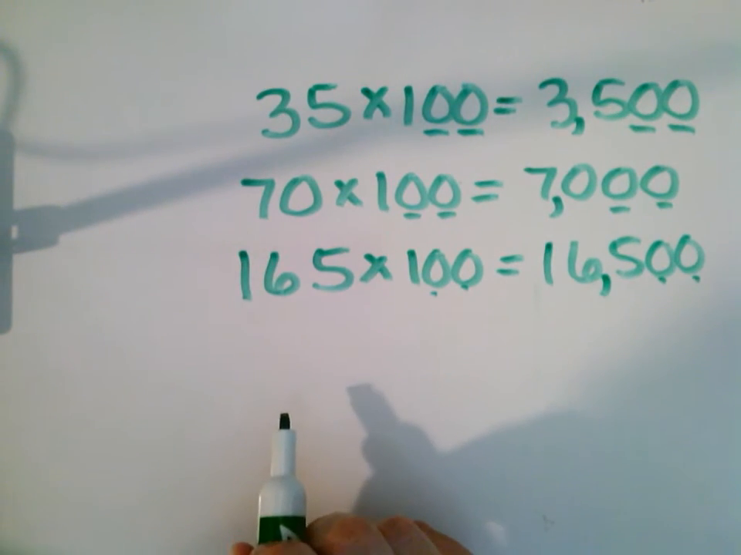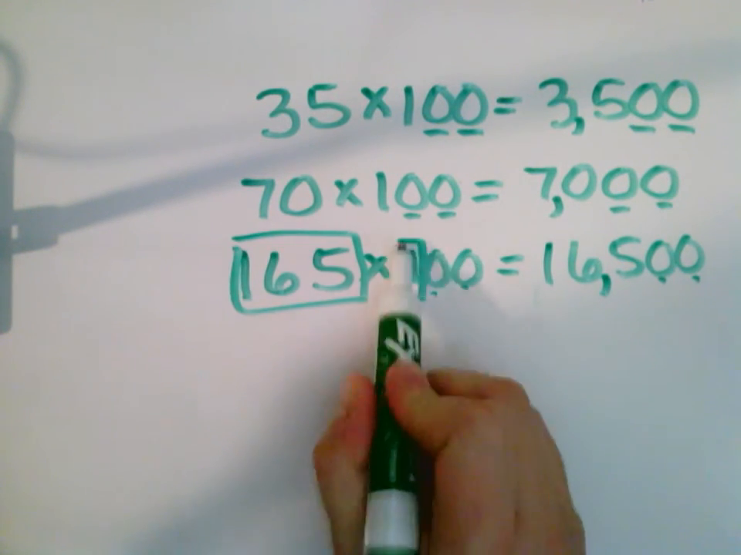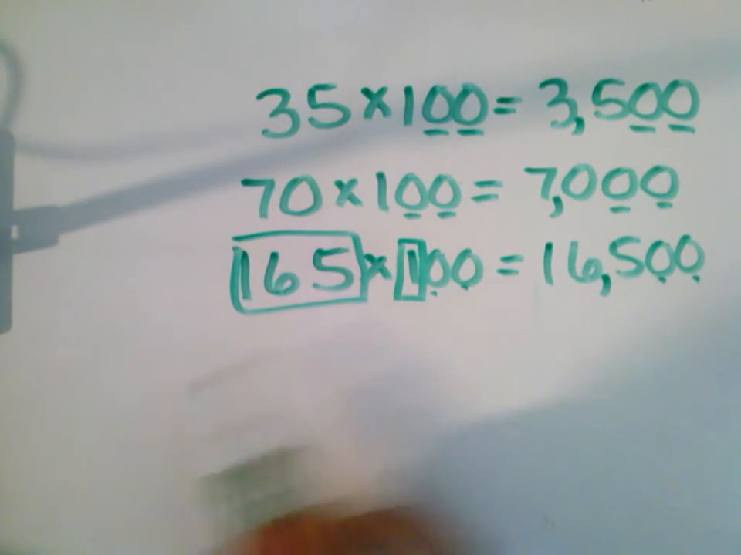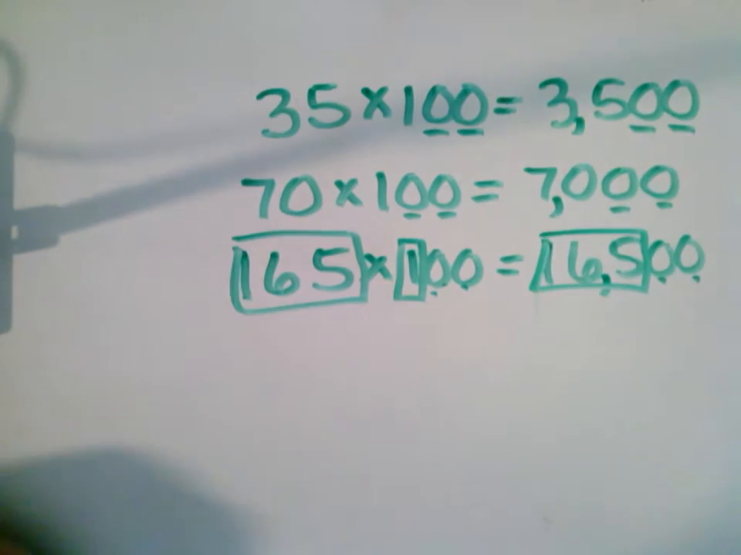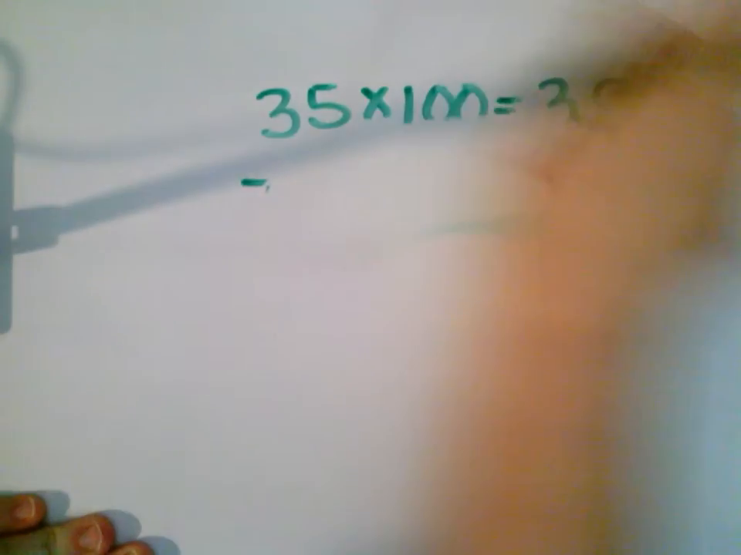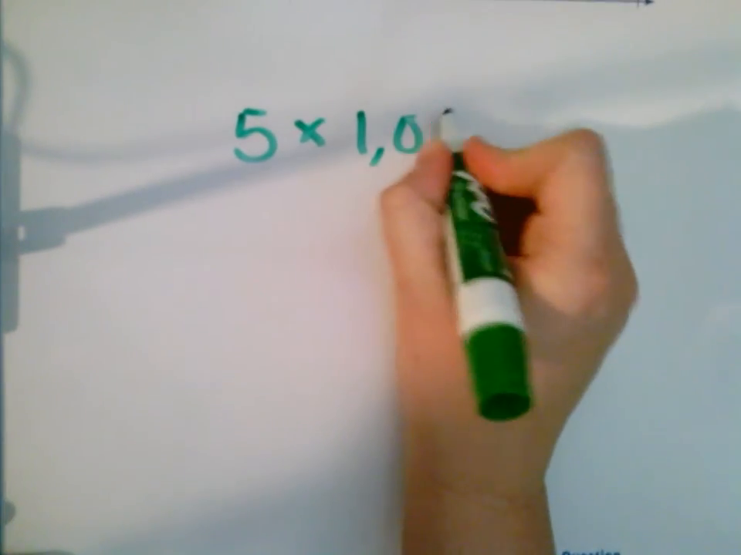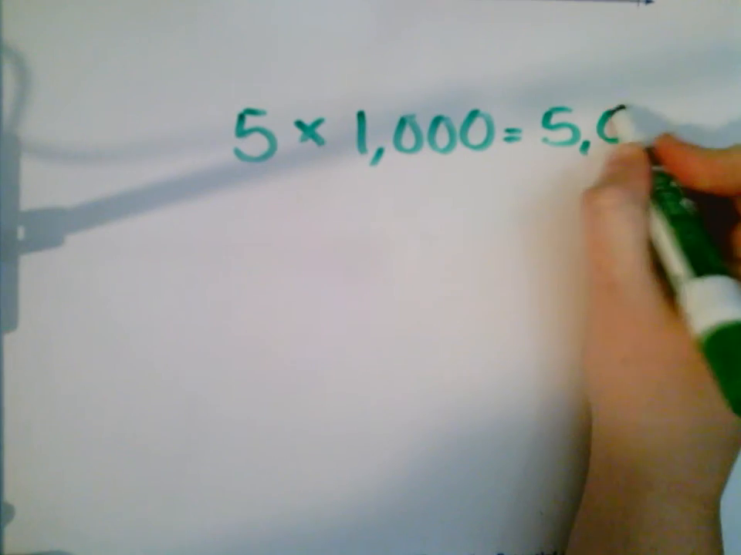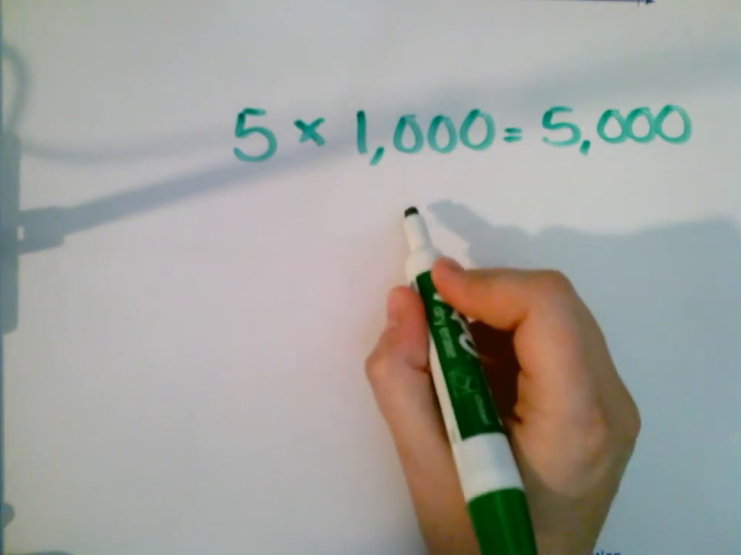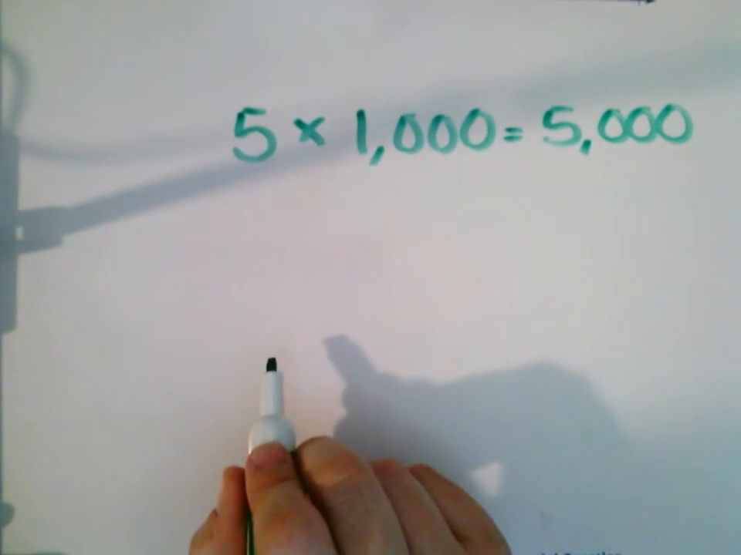A trick we learned last year was let's box out our basic fact. Multiply those two numbers and then count how many zeros we're going to add on to the end of our answer. Same thing if we were going to multiply by 1,000, 5 times 1,000 would equal 5,000. 1,000, 1,000, 1,000, 1,000, 1,000 gives us 5,000.